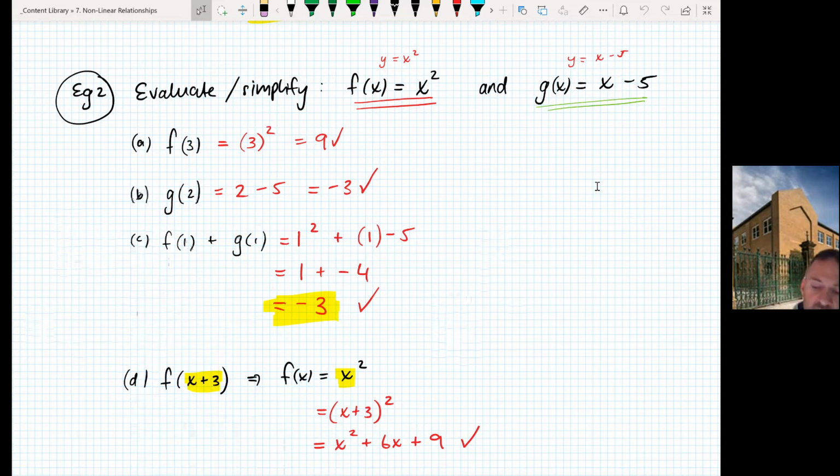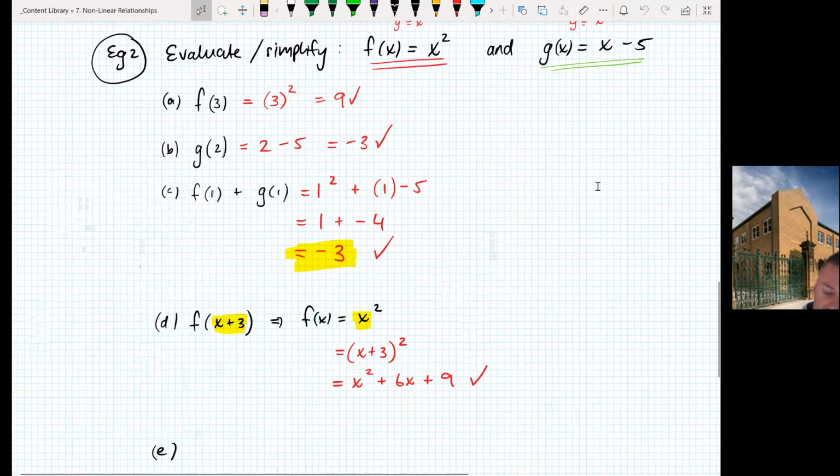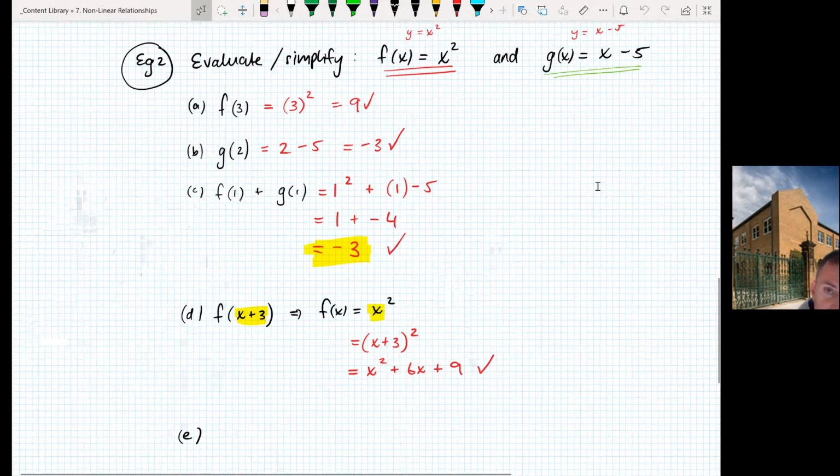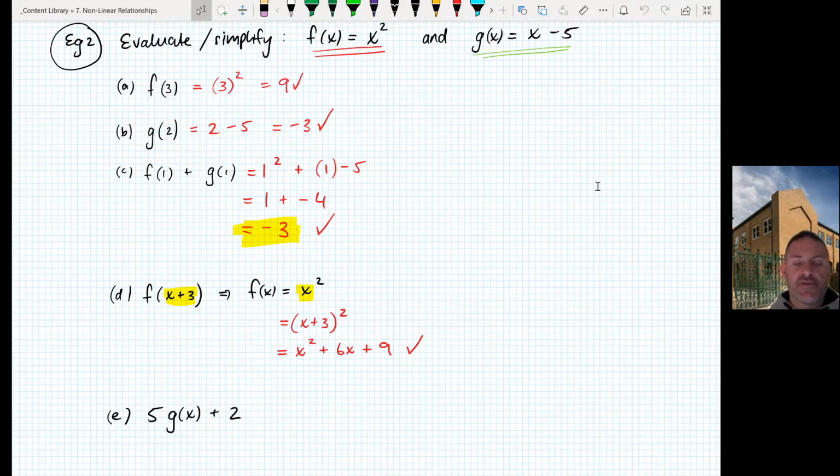Again, I could go completely random and do this. This would be a bit random. I'll still use the same f of x there. I could say something like 5 g of x plus 2. Now, this is a bit more random. You look at that and go, oh, what are you doing here? And really, it just says 5 times whatever g of x is, add 2.